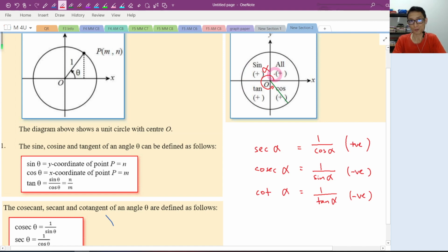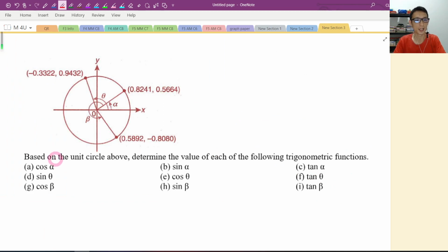Okay, now let's try some questions. Based on the unit circle above, the radius of this circle is 1 unit. Determine the value of each of the following trigonometric functions. What we need to remember is: sine theta is equal to the y coordinate. Cosine theta is equal to the x coordinate. Tangent theta is equal to the y coordinate over the x coordinate.